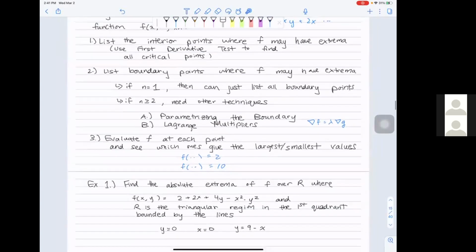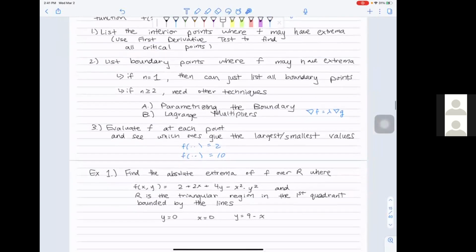Okay, so let's do an example. So here's example 1. We're trying to find the absolute extrema of this function over a triangular region bounded by these 3 lines. I'll give you a minute to read the question and think about it while I erase the board.